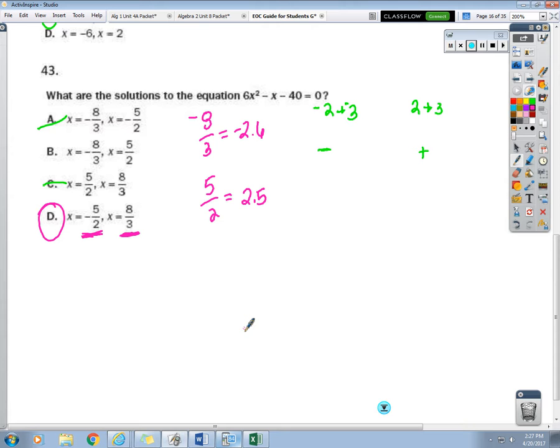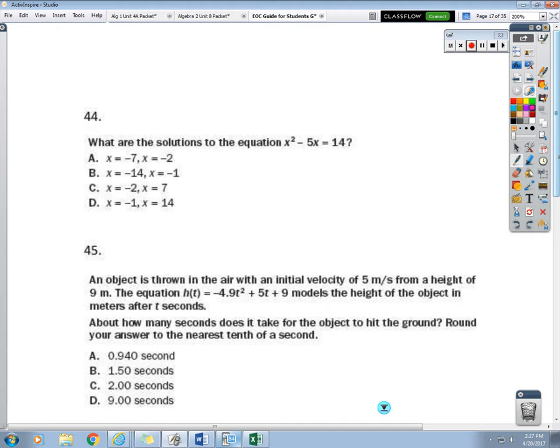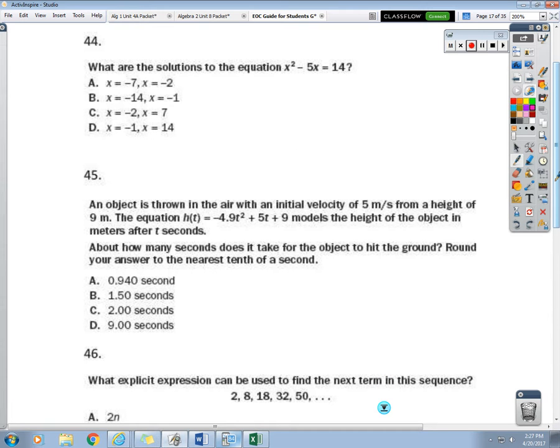Number 44. Okay, what are the solutions to this equation? Tell me, if you're doing this, what would you do first? Before you can graph it though, what do you have to do? Right, you can't graph this one immediately because 14 is on the wrong side. So wouldn't you first, before graphing it, have to move 14 to this side?